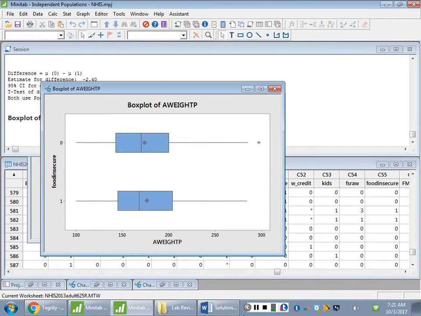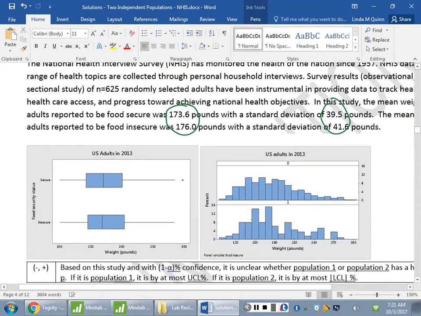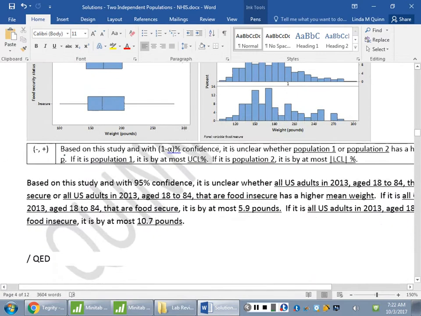All right, so let's go to our conclusion section here, our inference section. Because our confidence interval is negative to positive, I yanked out this sentence. So once again, I'm just doing some replacement here. I want to remind you, population 1 is people that are food secure. So let me just put a little reminder here. Pop 1, food secure. Pop 2, food insecure.